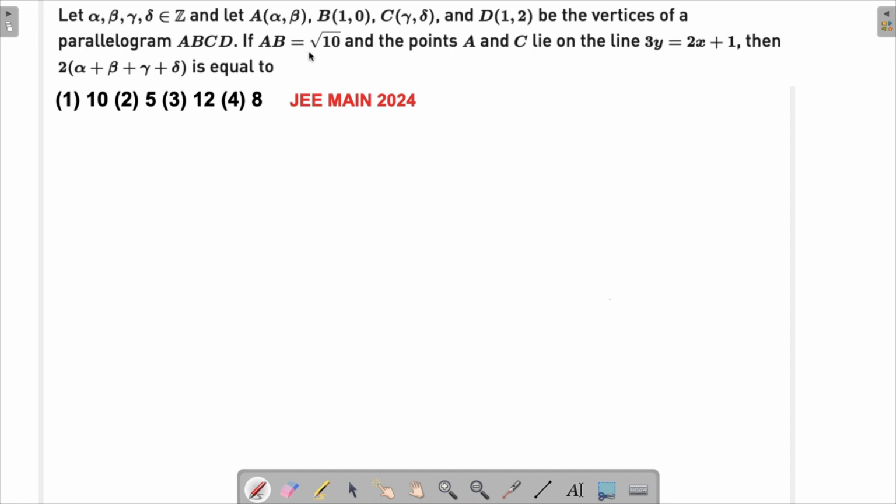And then there are two more information points given. One is the length of AB is square root of 10, and the vertices A and C would be lying on this line. So let's quickly create a figure and then try to note down all the information which is given to us. So this is a parallelogram which is to be drawn, and then we have got the points like this. A is alpha, beta, where these are integers, and then B is going to be 1, 0. C is given as gamma, delta, and then D is given as 1, 2.